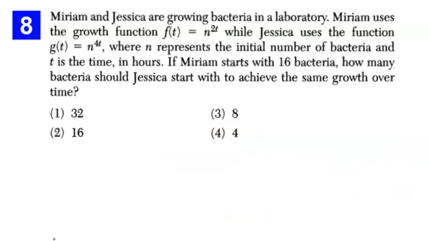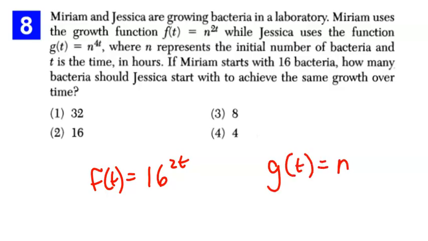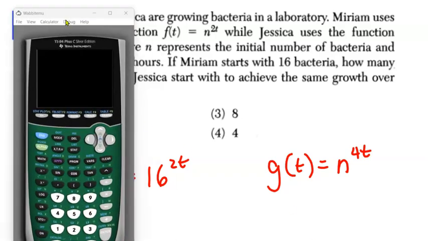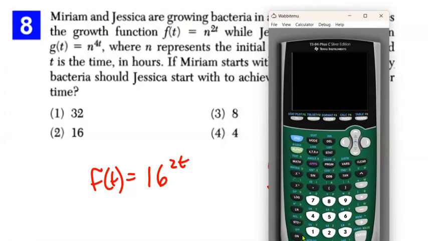Now let's say you don't know, or you're not recognizing it. If we know that this one is 16 times 4 to the t, because we are told Miriam is using 16 times 2 to the t, right? And we are told that she starts with 16. All you have to do is use your graphing calculator by putting in the y equals the function that you know.